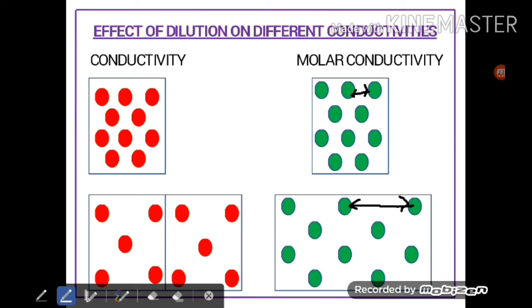So what is the effect of dilution? Conductivity decreases and molar conductivity increases. This is the effect of dilution.